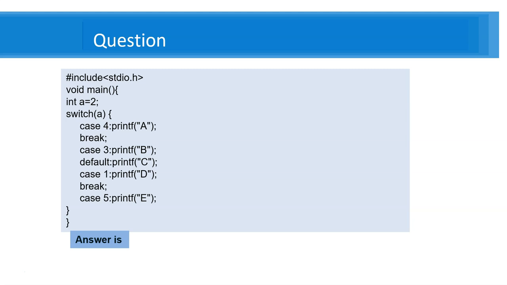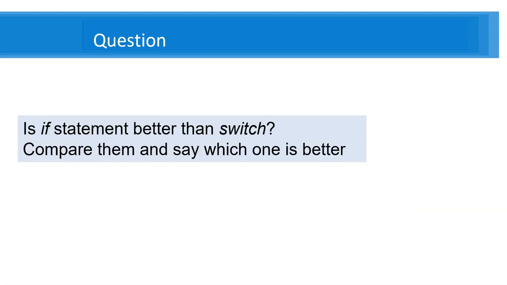Okay, we can discuss the answer now. So given that A is 2, it jumps to default because it's none of the cases listed there. So it prints C and then it goes forward because there is no break there, and then it prints case 1, which is D. So CD get printed and then there is a break statement, so the answer is CD. Let's move on to the next question.